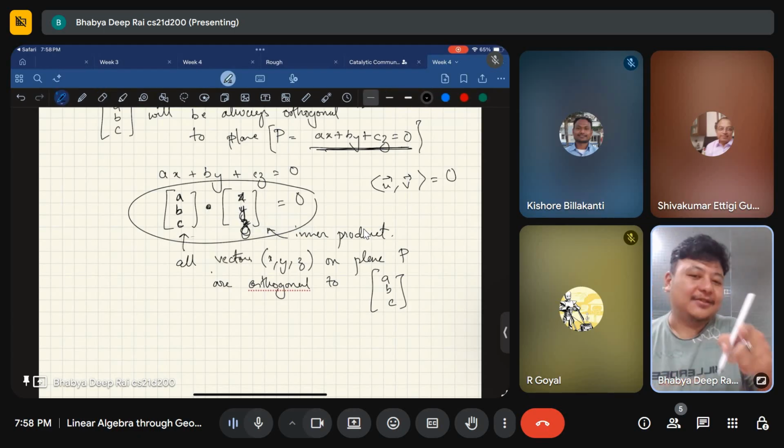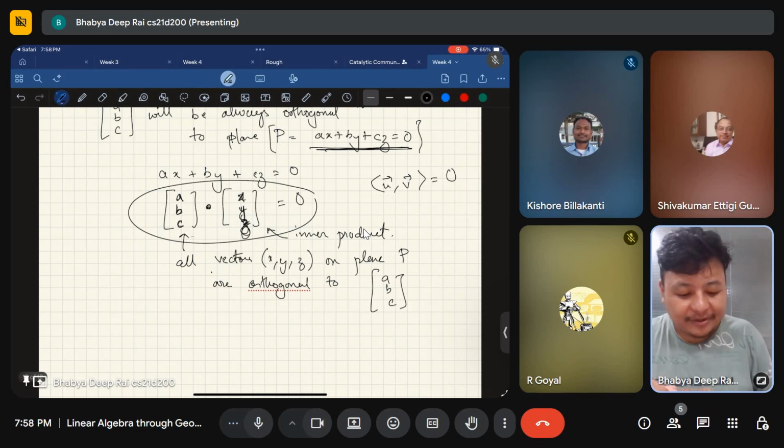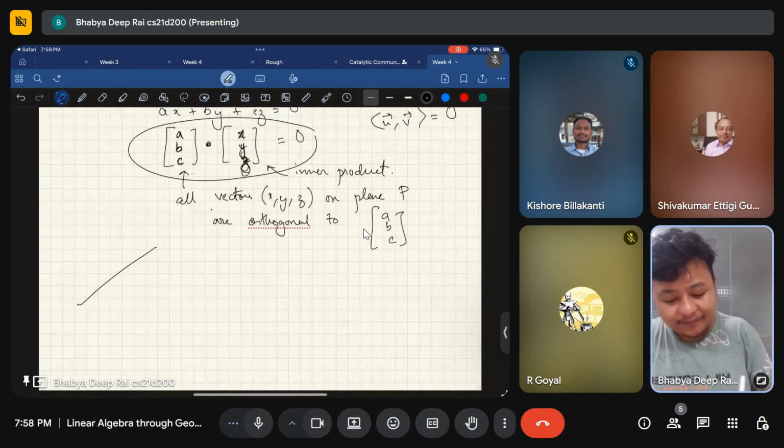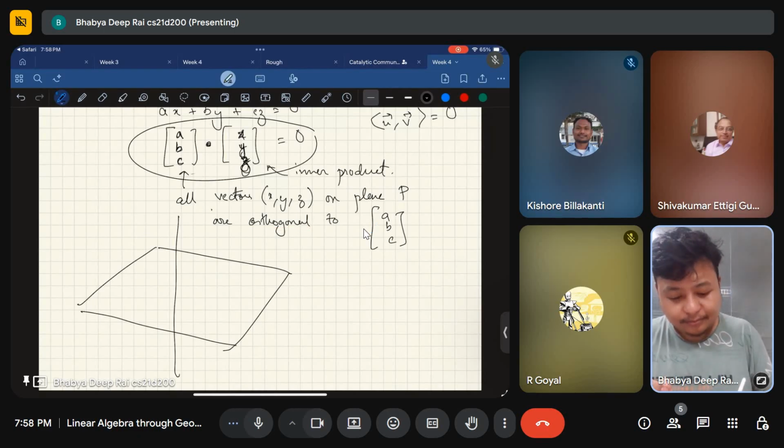Now it will address your question, Kishore, I think. Because now think of them as vectors. This is a plane. This is the origin. There will be points, of course. But what will be all the possible vectors on this plane? It will look like this. You get it?